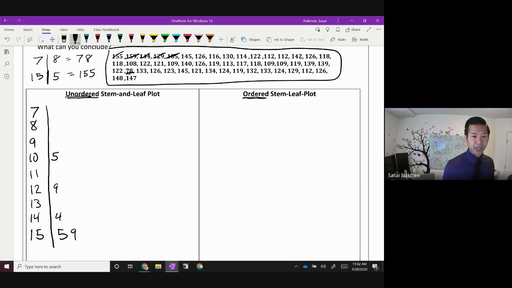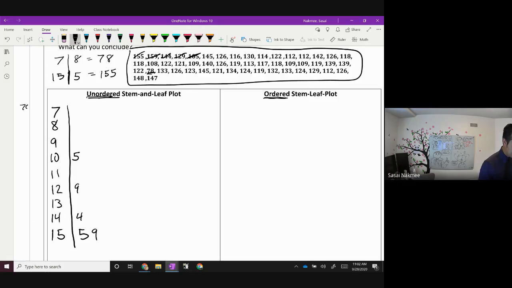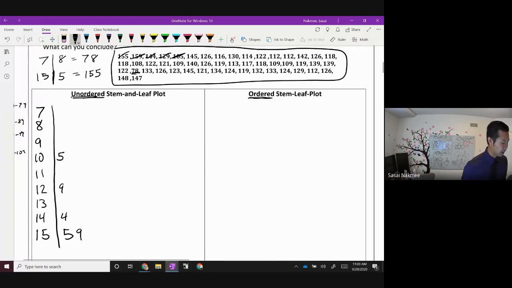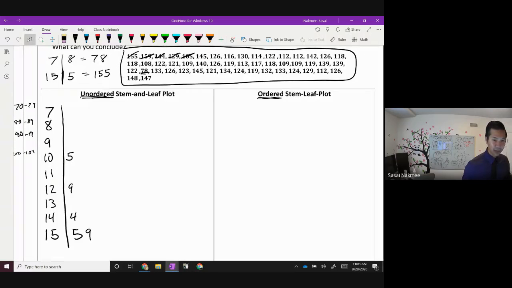I could have started at 6 or 5 or 4 or even 0, but to make it fit, I just picked the number that I would have on my data point right there. So I went from 7, and then I just started counting down. This 7 represents 70, and everything from 70 to 79. This 8 represents 80 to 89. This represents 90 to 99, and this 10 represents 100 to 109. It's a shortcut, so I don't have to write those numbers down like that. I could just write down the 7, 8, 9, 10, all the way down to 15.